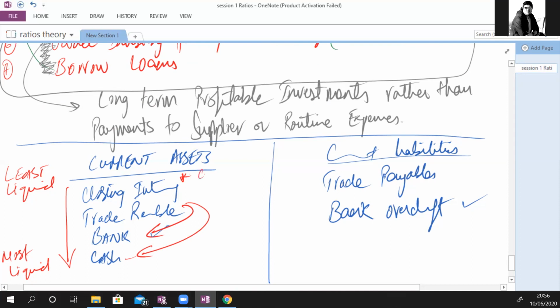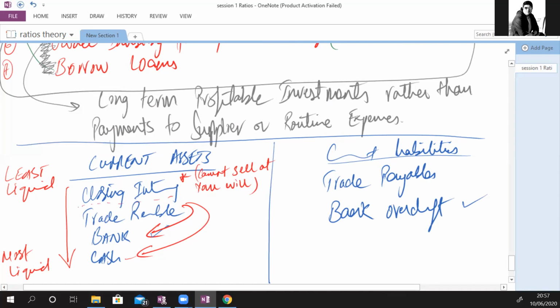You cannot sell at your will. This is something which you cannot sell at your own will. Matlab, if you have opened up a store and in the morning you're thinking that, okay, today I'm going to sell 50,000 worth of inventory, that's not in your hands. The selling of inventory depends on the customers. You as a business are dependent upon customers who would come and buy. They might not. You might sell more than that, you might sell less than that. So this is something which is not in your control. So that is why it is the least liquid asset.